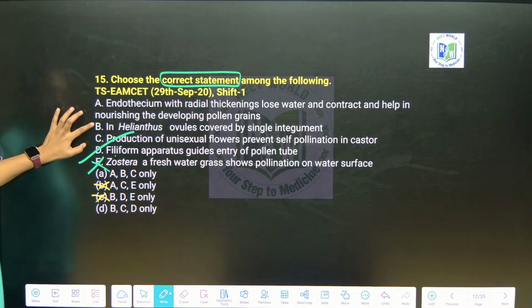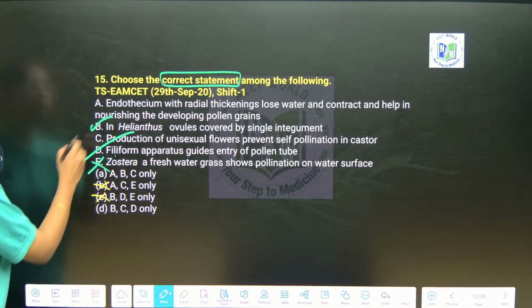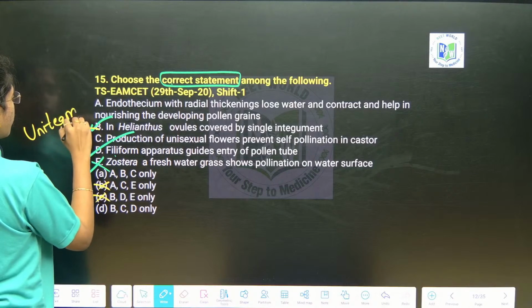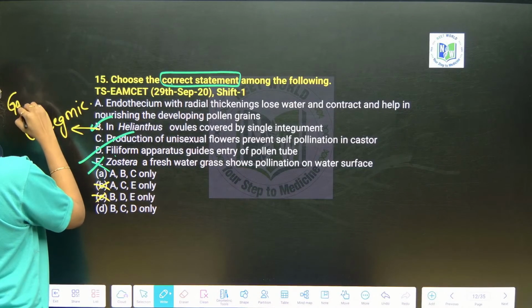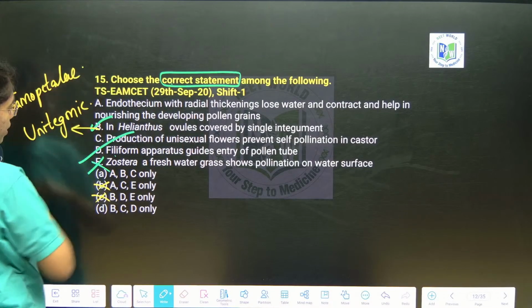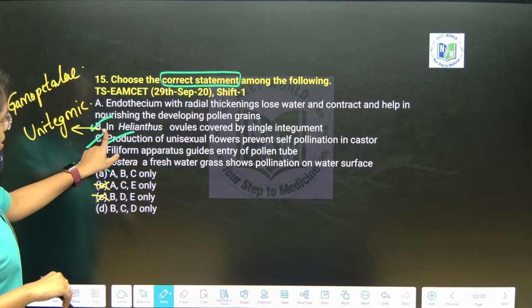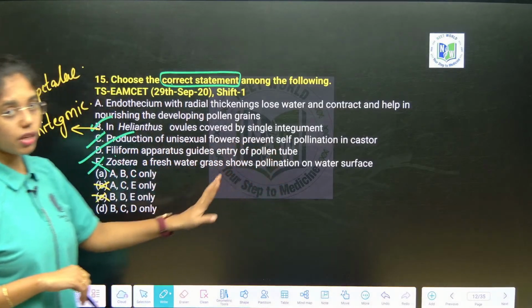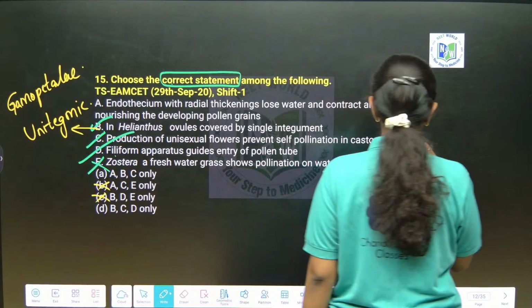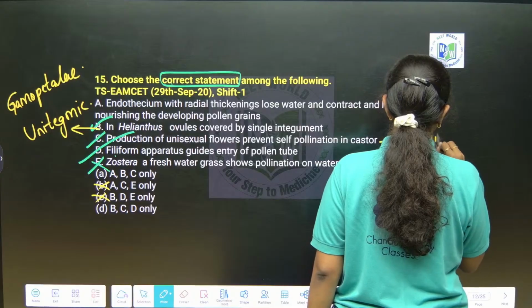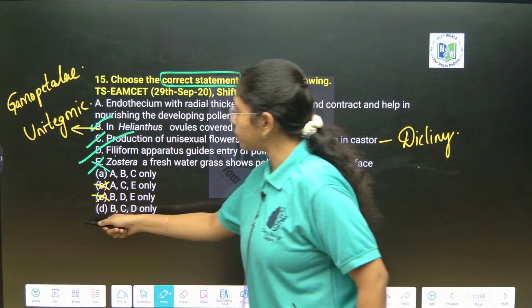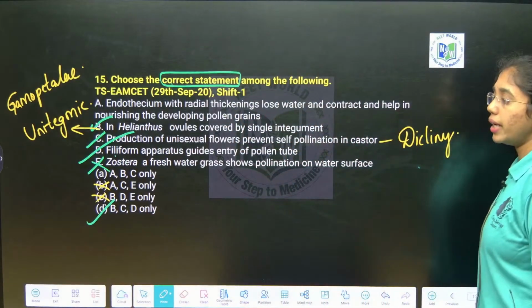You look at this. B, in Helianthus, of course, it is unitegmic. It has a single integument, and the petals are gamopetalous here. They are fused, right? And next here, if you see option C, production of unisexual flowers, of course, will prevent self-pollination in castor. This comes under what? Diclinism, a type of outbreeding device. So here B, C, D will be correct. Option D is the right answer. Okay. Any doubt anywhere?